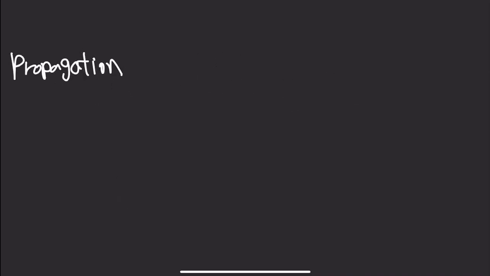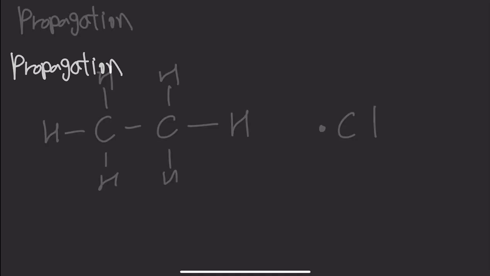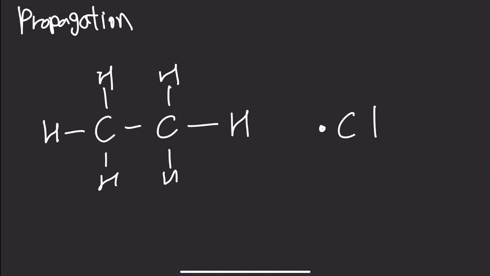Now let's move on to step 2, the propagation step. This propagation step includes reactions of radical species with non-radical species to form a different pair of non-radical species and radical species. Now it sounds very confusing, so let's show an example. In this case, the first propagation step occurs between an ethane molecule and a chlorine radical.